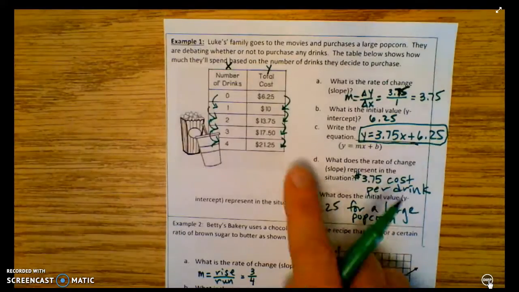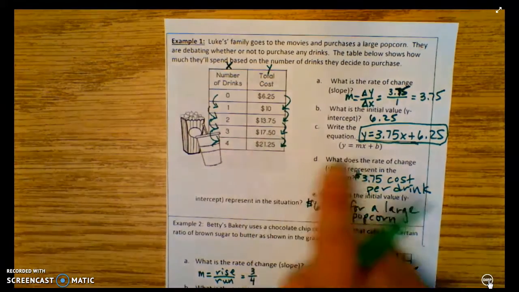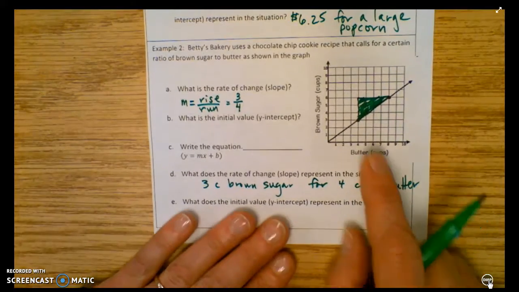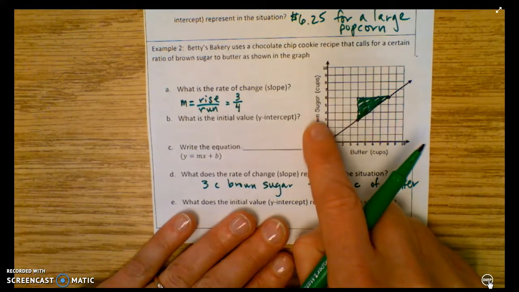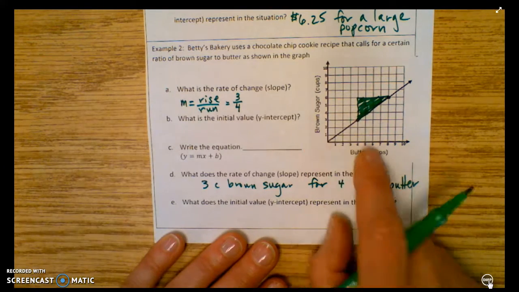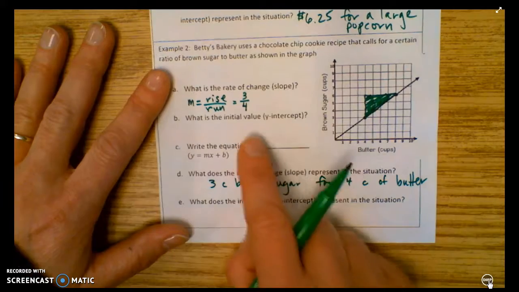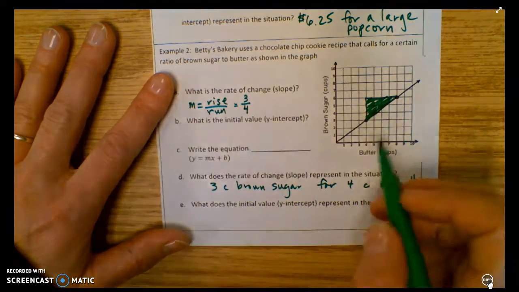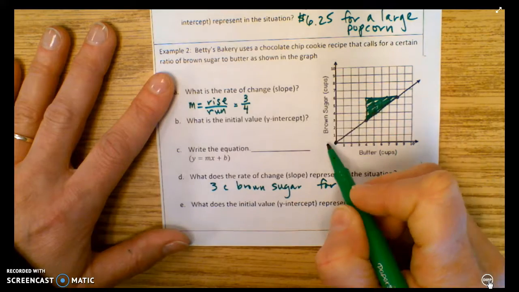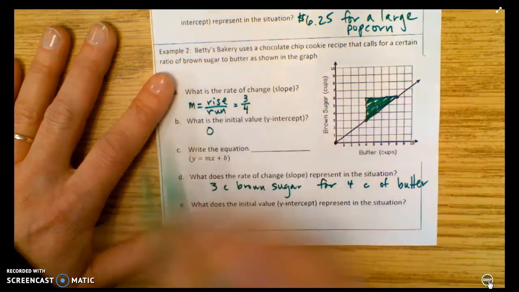We did it up here with the cost per drink, and that's how we knew it was $3.75 per drink. And down here we have to make sure we label it with the brown sugar compared to the butter. Again, it's always the y values compared to the x when we're doing slope. So now it wants initial value, and in this example we can find the initial value just by tracing it back to the y-intercept. We have 0.